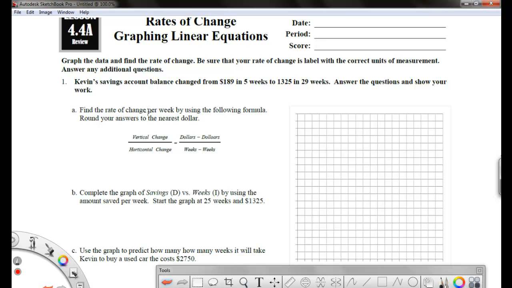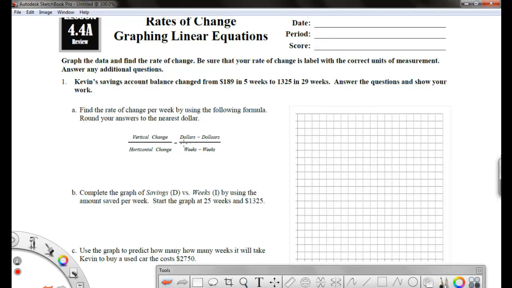Let's read our directions first. It says graph the data and find the rate of change. Be sure that your rate of change is labeled with the correct units of measurement. Answer any additional questions. It says Kevin's savings account balance changed from $189 in 5 weeks to $1,325 in 29 weeks. Answer the questions and show your work. So first of all, part A, find the rate of change per week. And we're supposed to use this formula here.